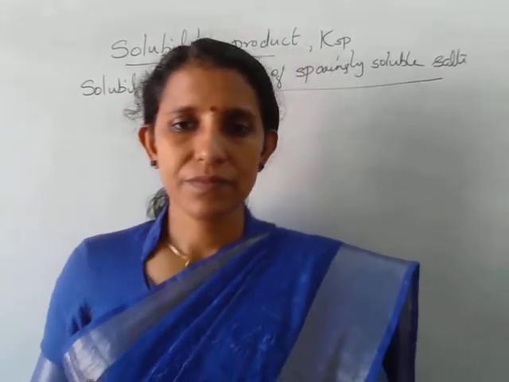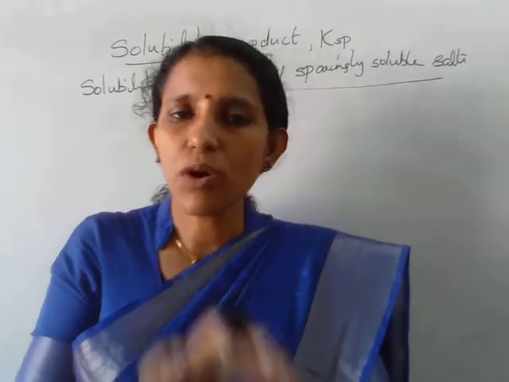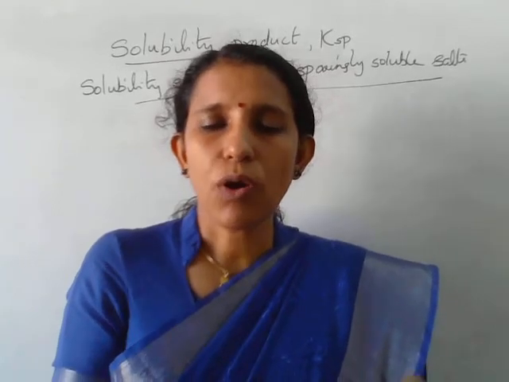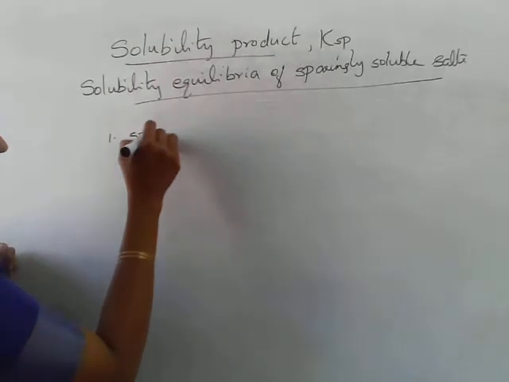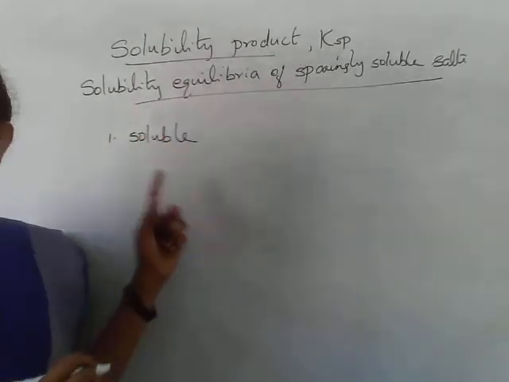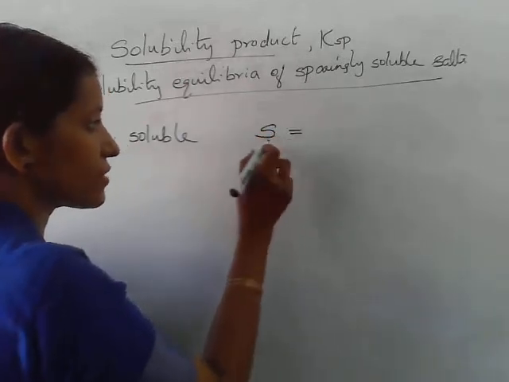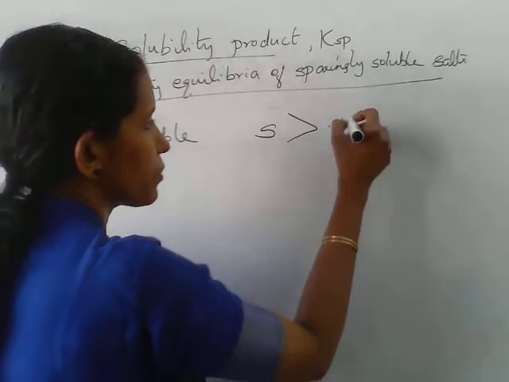Solubility of salts. Depending upon the solubility of a salt in a particular solvent at a given temperature, salts are classified into three categories. First one, soluble. A salt is said to be soluble in a solvent if its solubility, S denotes solubility, is greater than 0.1 molar.